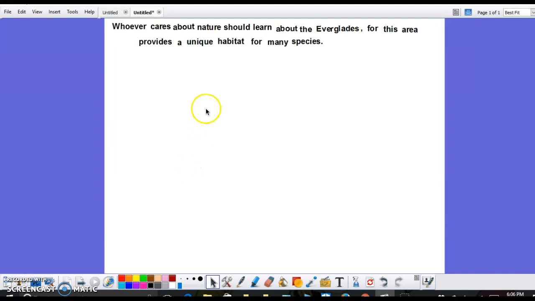Okay, so I'm recording this with my daughter. I'm going to teach her how to look at sentence patterns, kinds of sentences, and then how to diagram. All right, so Reagan, take a look at this sentence.